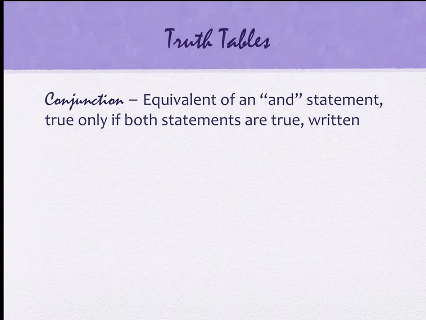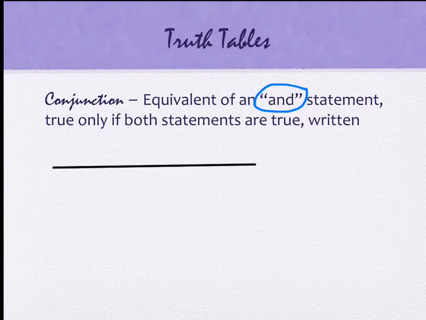The first one we're going to talk about is called a conjunction. A conjunction is a statement with and in it. Okay? So two statements that are combined with the word and in between them, like, I'm a mom and I'm a teacher. That's all it is. I'm going to show you what the truth table looks like for that, and we'll argue through it a little bit so that we can see that it actually makes sense.